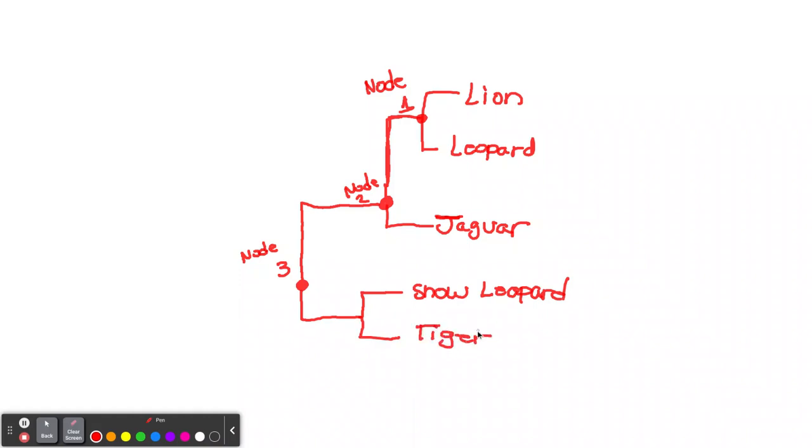So just looking at it, we know the snow leopard and tiger are more closely related than any other cats. But if we look at the jaguar to the snow leopard and tiger, the jaguar is equally related to the snow leopard and tiger, right? You can't say the jaguar is more related to the snow leopard than the tiger because they both share a common ancestor right over here.